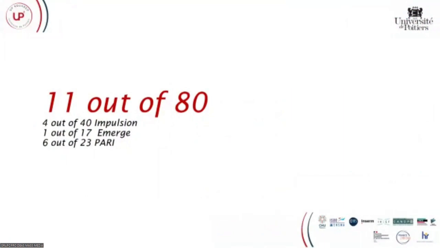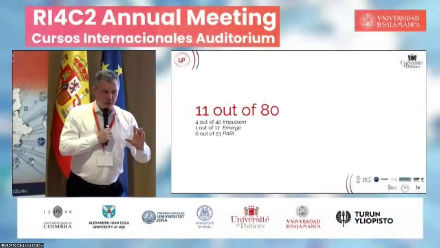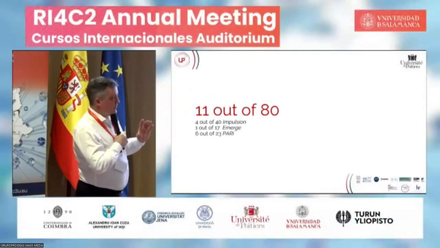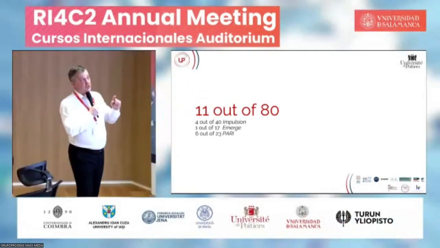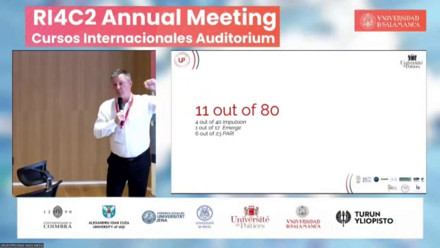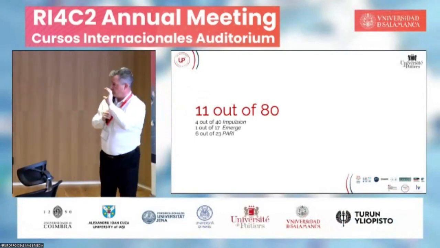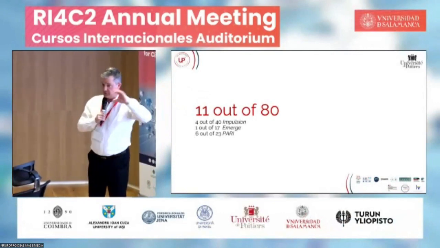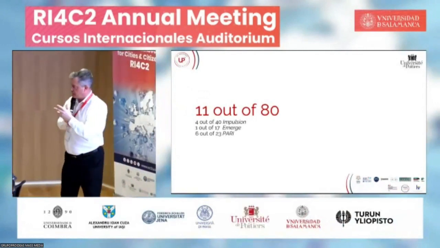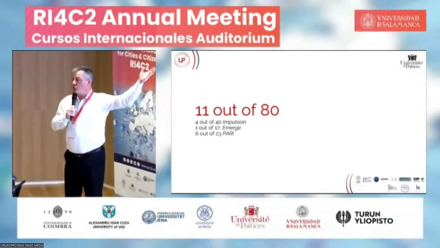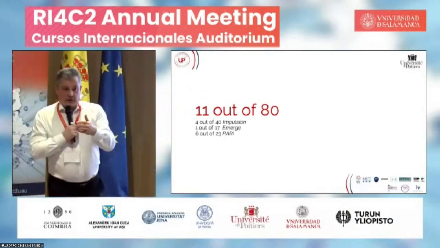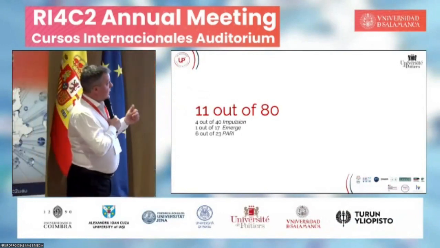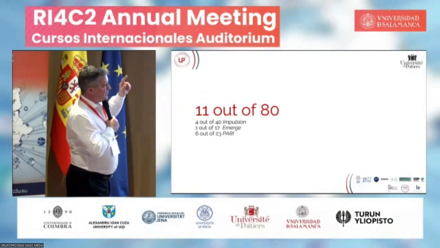If you're optimistic, you can say the glass is 10% full. If you're pessimistic, you say the glass is 90% empty. What's interesting is that 4 out of 40 Impulsion programs, so the smallest level, the lowest level of programs in the sense of academic scientific ambitions, already has 4 programs that are running that include university partners of the ECTU network.